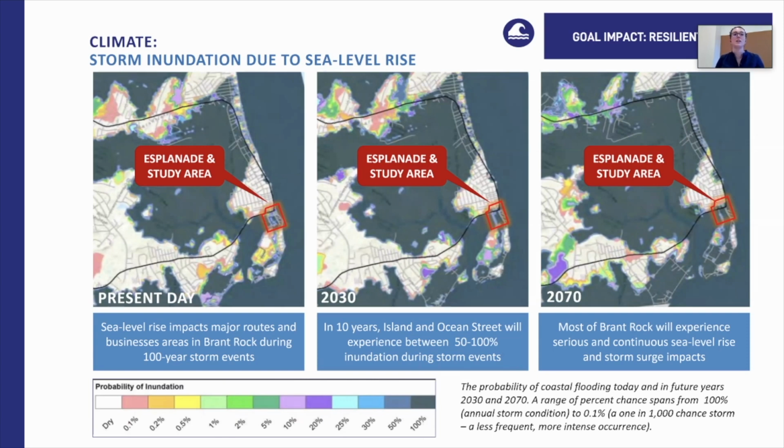And finally, we looked at storm inundation. So we looked at the Boston Harbor flood risk model, which essentially, as you can see on the scale on the bottom, the percentages are your percentage of getting wet during a storm event. So as you can see, you've got present day all the way to 2070. Already, currently, you're experiencing almost a 100% chance of getting wet during a storm event in the study area. And that's only going to get worse. It impacts the private side, the businesses themselves, and it also impacts the public elements and infrastructure as well if you do not have them set up to be resilient and provide access in and out of Brant Rock during those storm events.